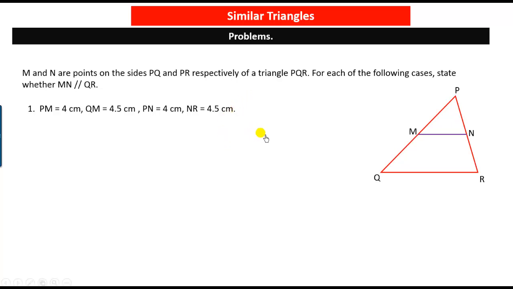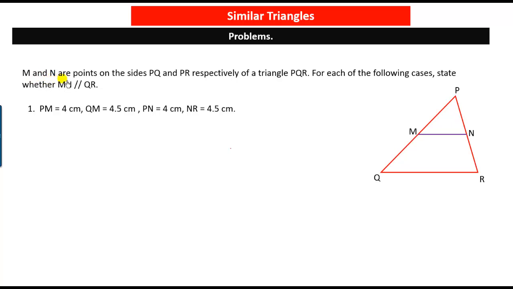Students, welcome to a new episode, and in this session we will see the problems on basic proportionality theorem and the converse of basic proportionality theorem. Here is the first question on the screen.